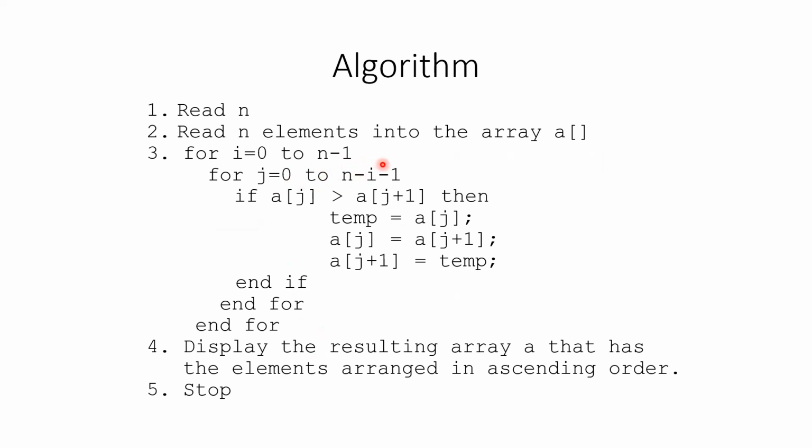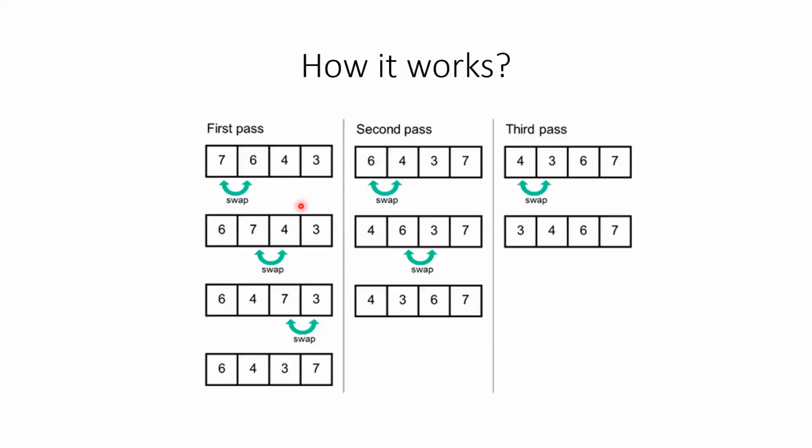Why this n minus i minus 1? Why not n minus 1? It is because, as I told, you need not compare the 7 when it gets placed in the first pass. You need not compare the 6 when it gets placed in the second pass. So we are placing the maximum elements one by one at the correct position, so we just reduce the number of operations by i each time.